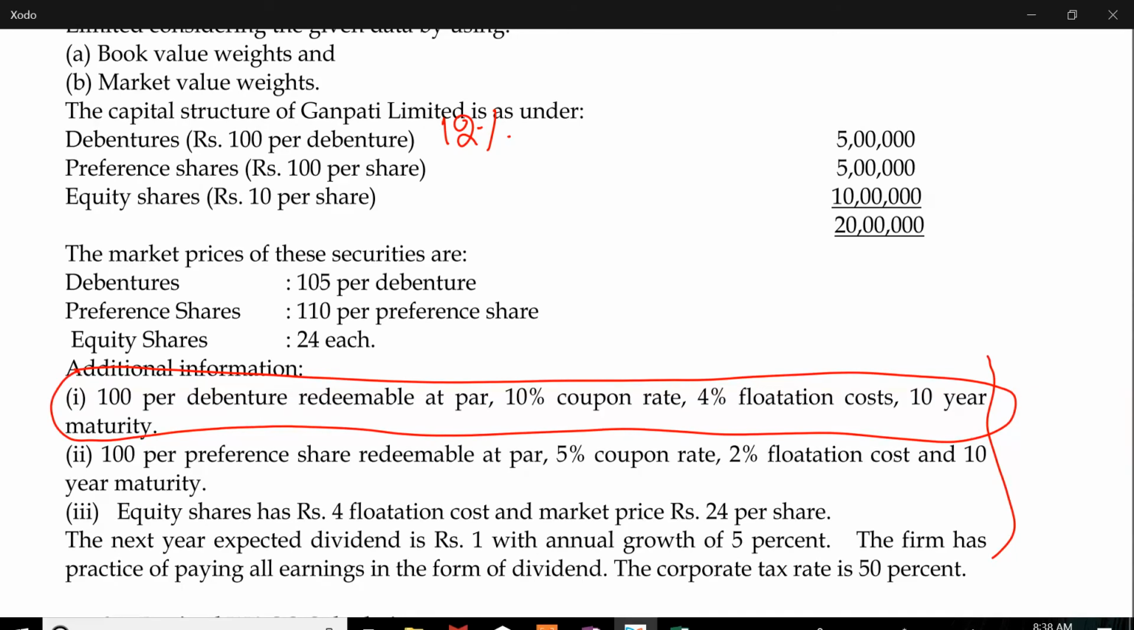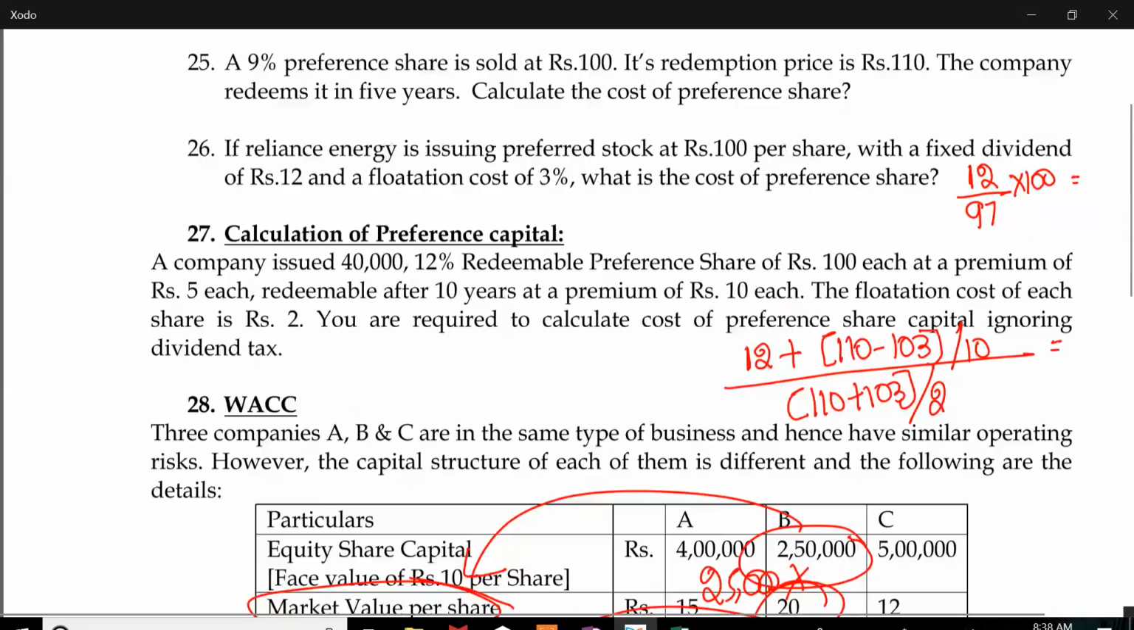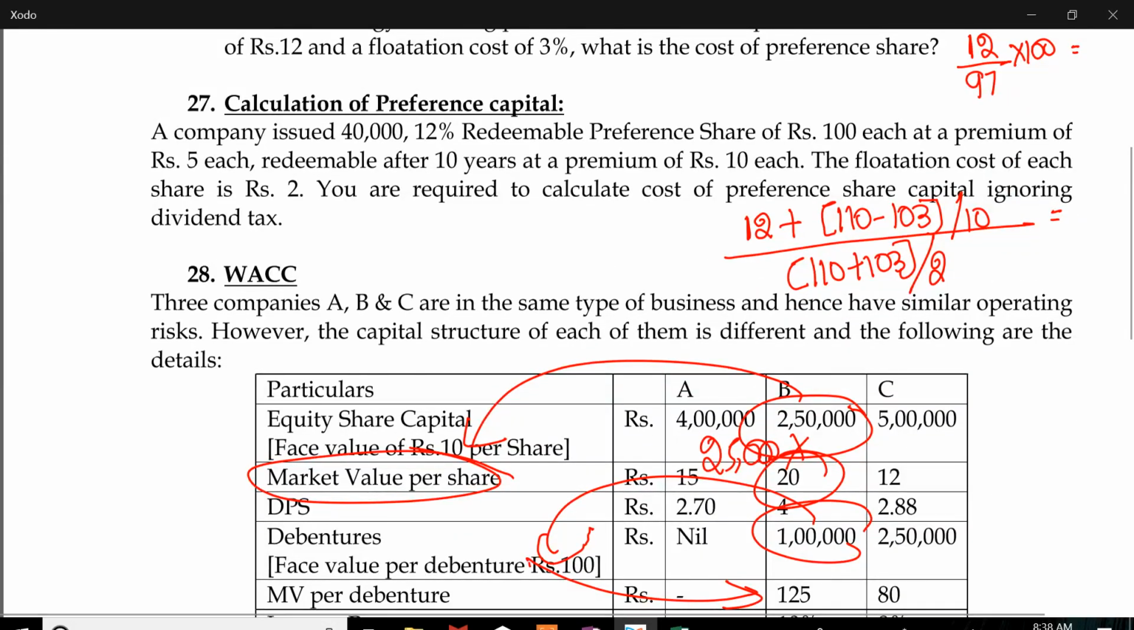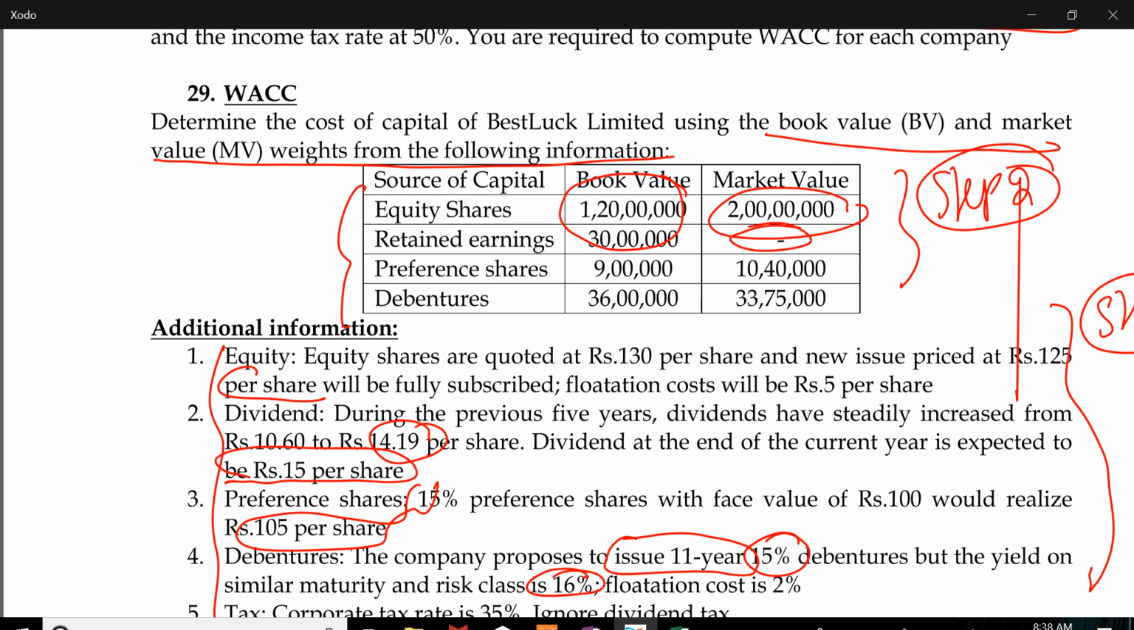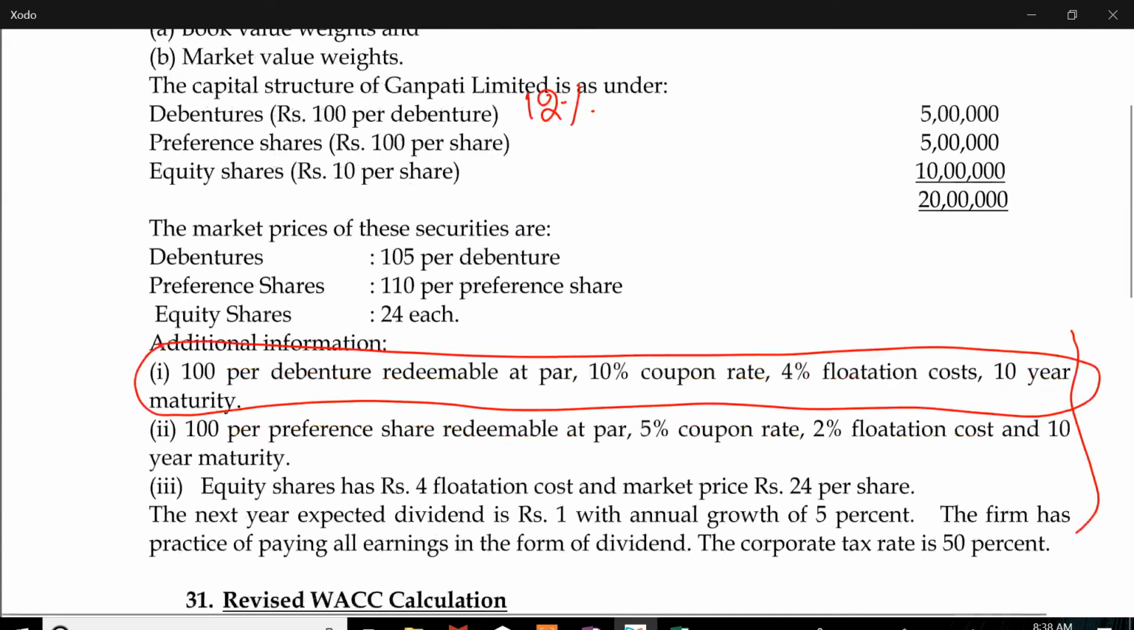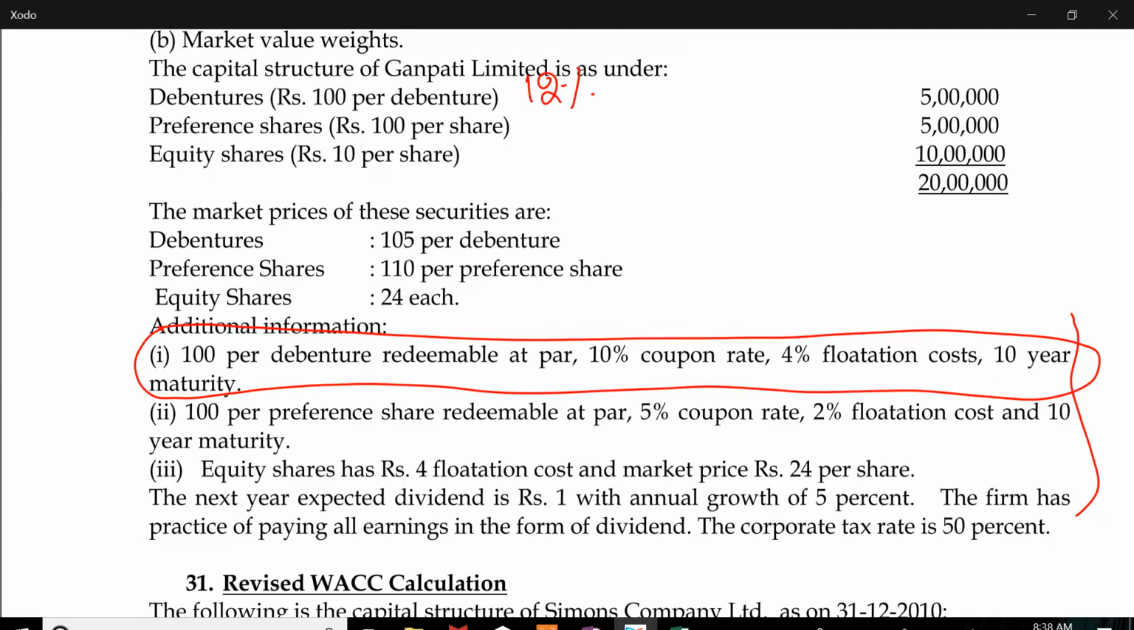Till now, this is the only problem where I have taken current market price. Question number 28, we took the rule of current market price. In 29, we have taken the rule of issue price minus flotation cost. Question number 30 also we will take issue price minus flotation cost. Why redeemable? Because a 10-year life is given.